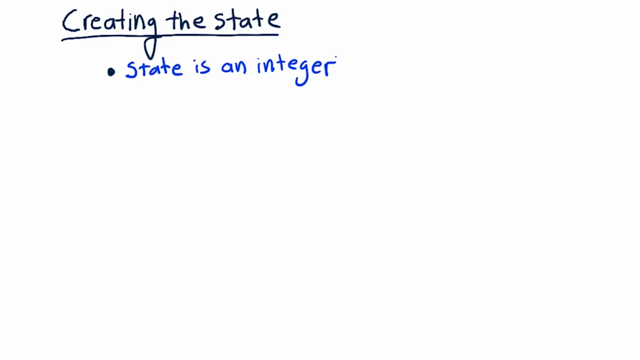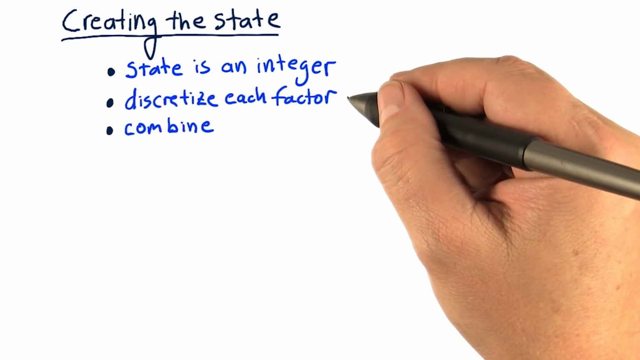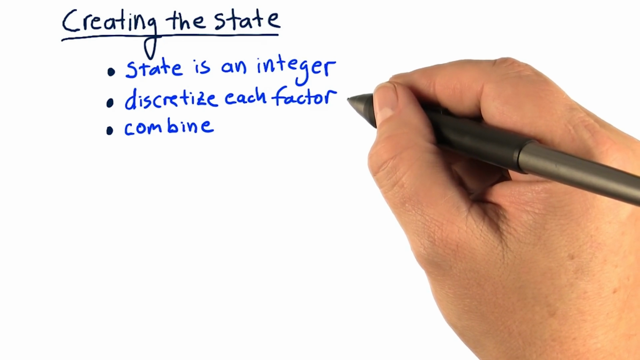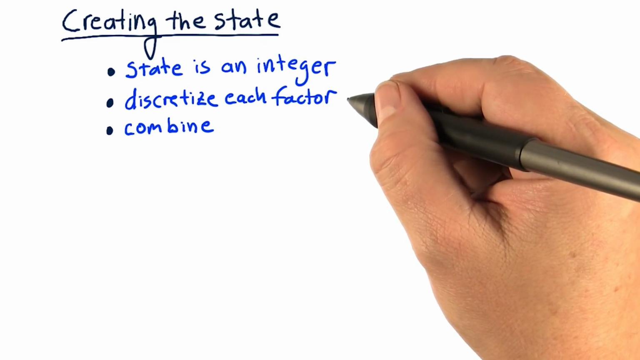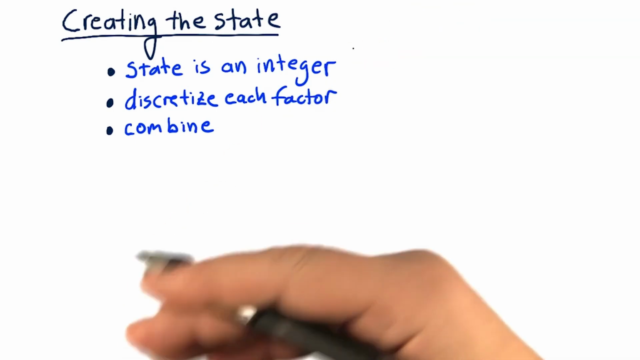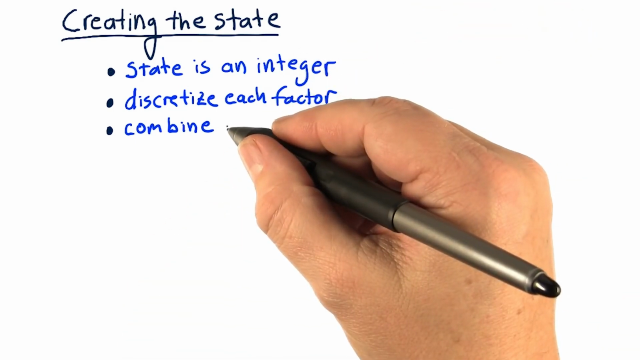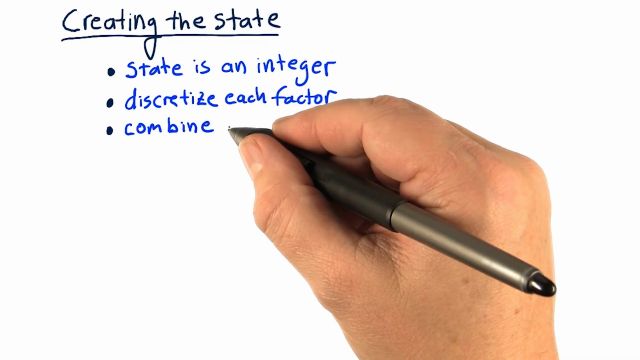Now, we have to do a little bit of work to get our state to an integer, and here is the general way to do it. Our first step is to discretize each factor. It's a weird word. I'll explain it in a moment. But it essentially means convert that real number into an integer. Next is to combine all of those integers together into a single number.